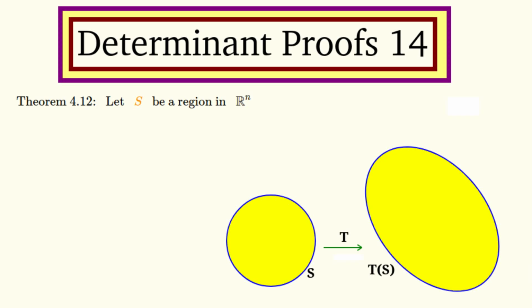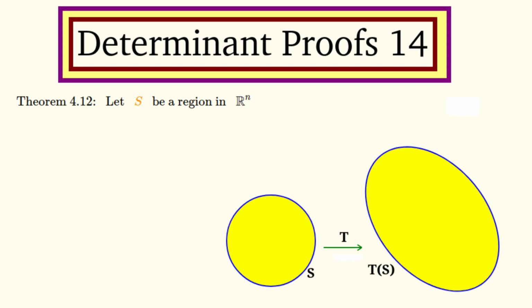In this video we'll prove that if we transform a region by a linear transformation T, then its volume will increase by the determinant of the matrix corresponding to T. I'll just develop the statement of this proof more slowly.